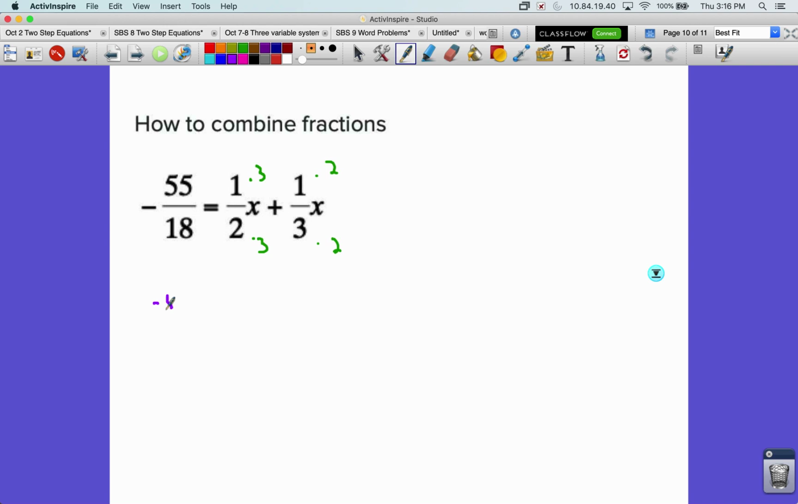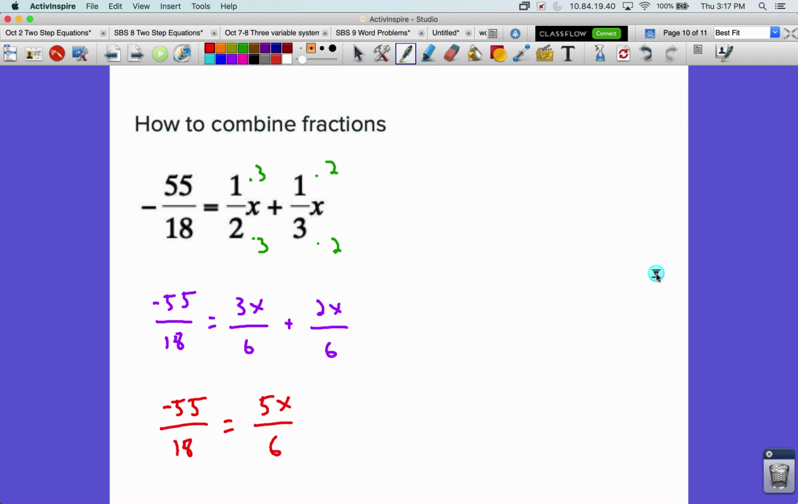And now we get negative 55 over 18 equals 3x over 6 plus 2x over 6. Notice how I'm bringing stuff that's down in front or behind a fraction just to the top, like the negative goes to the top, the x goes to the top, here and here. And now I've got a common denominator, so I can actually add these. Negative 55 over 18 equals 5x over 6.